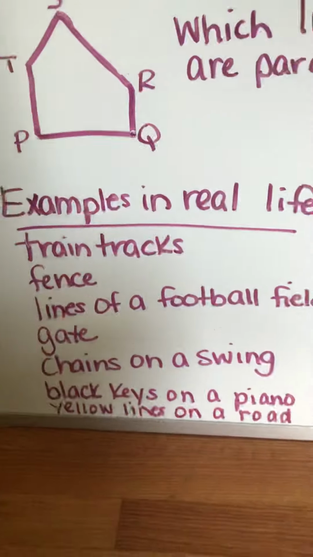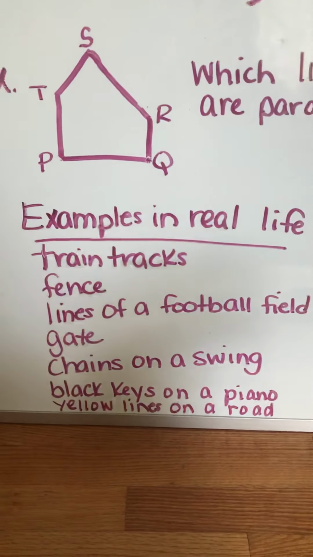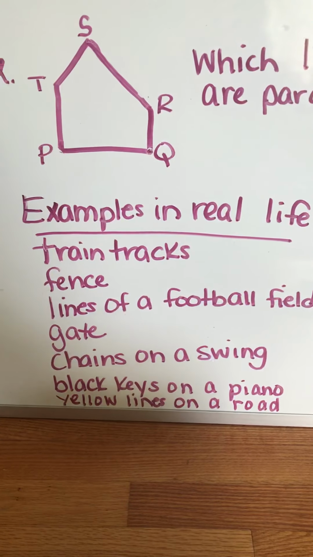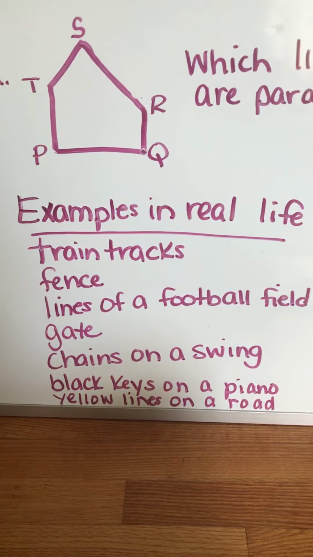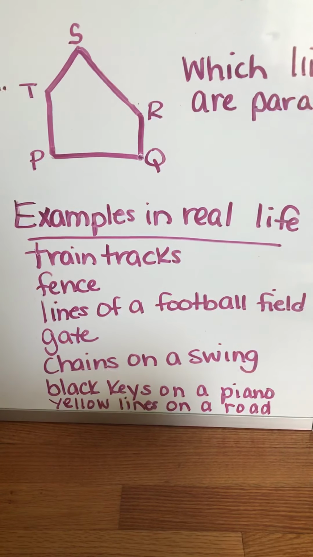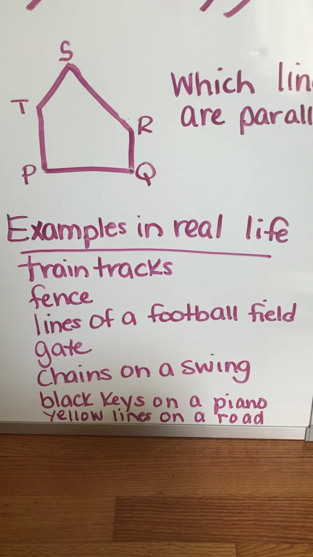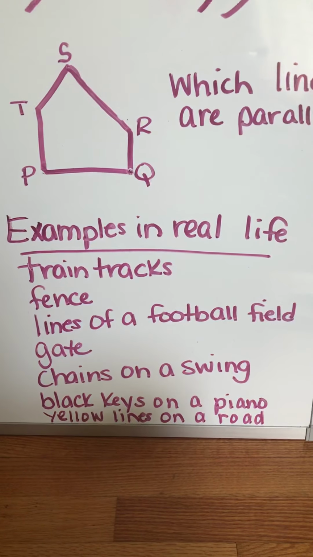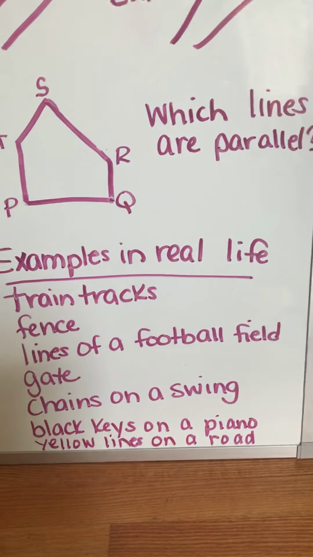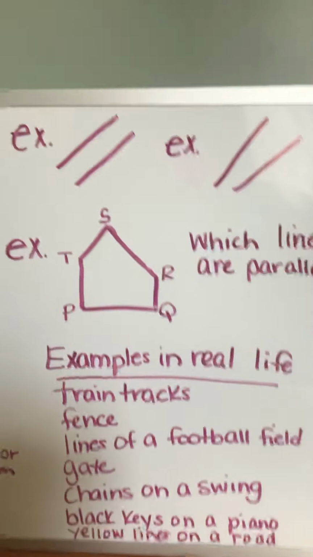Okay, so I looked up some real life examples that you could find when you're just driving down the road, or sometimes you just never even realize what some examples could be of parallel. So I found train tracks, a fence, lines of a football field, a gate, chains on a swing, the black keys on the piano, and the yellow lines on a road. So all those are real life examples of where you could find parallel lines. So if you're ever just at your house or out and about, maybe taking a walk or something, see if you can find some parallel lines.